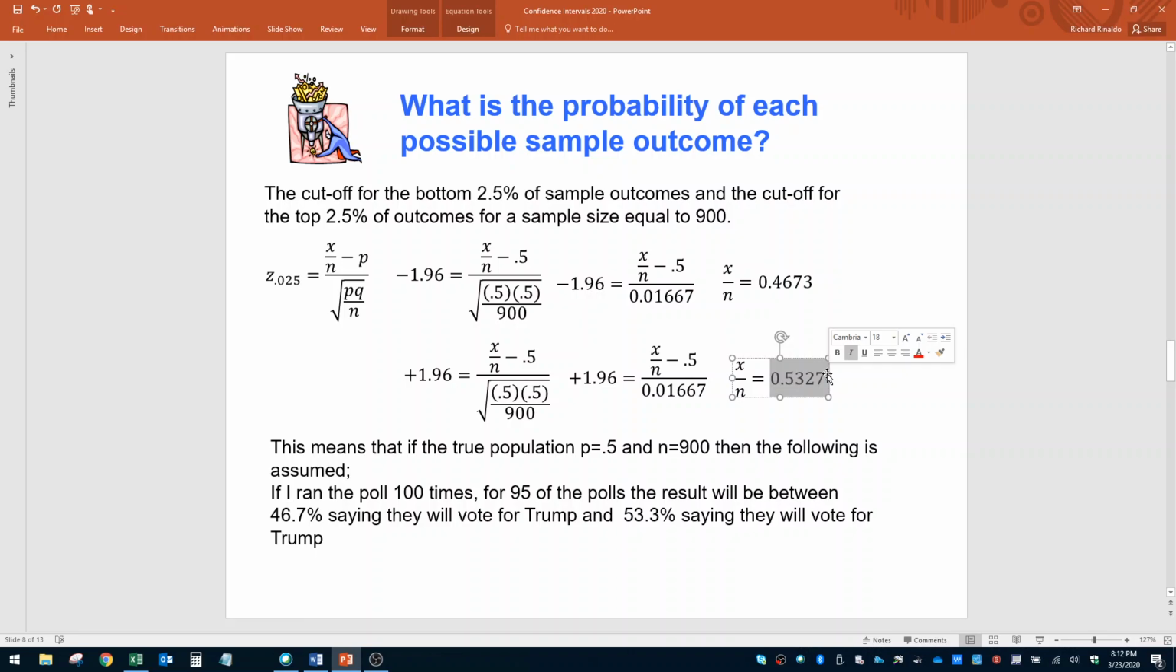So if I get a sample that says that 55% voted for Trump, that would be in the top 2.5%. Conversely, if I get a poll result where it says that 45% voted for Trump, that would be in the bottom 2.5%. So those are my cutoffs.